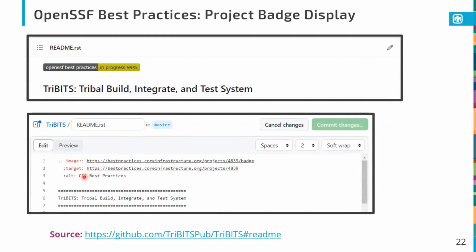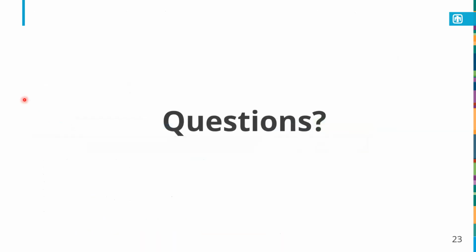And again, I mentioned the alternate text, which is the pop-up here. A lot of places you'll see that it says it's the CII best practices. That was the old name for it, and it is now called the OpenSSF best practices. So it's easy to display this badge on your various project websites. All right, so let me stop for a second and ask if there are any questions about this.